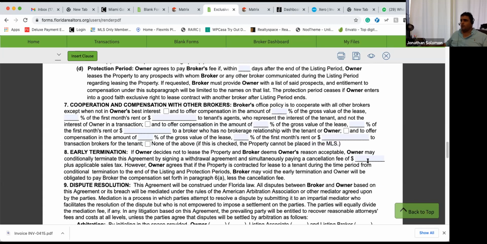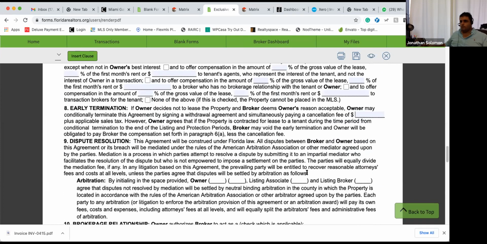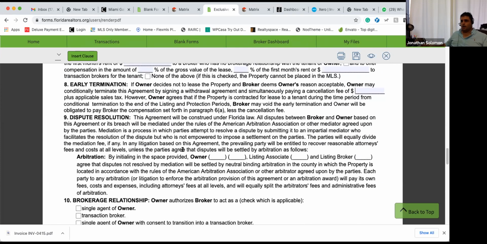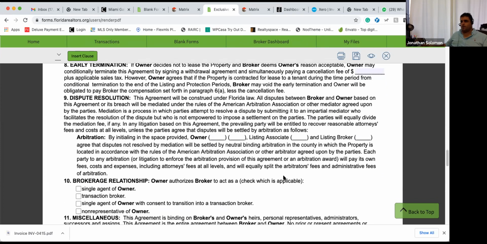Cancellation fee, early termination. If there's going to be a termination of the lease, of the listing agreement, is the potential landlord going to pay you an early termination fee? Disputes, we have the option for arbitration. If both parties want to do that, they can initial right here.